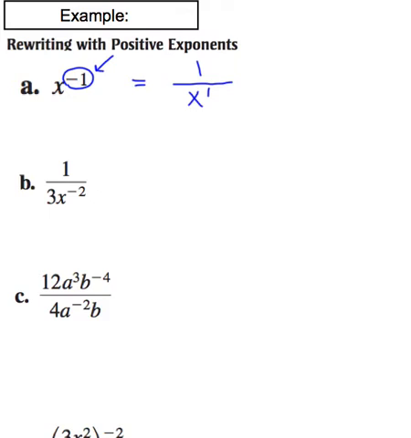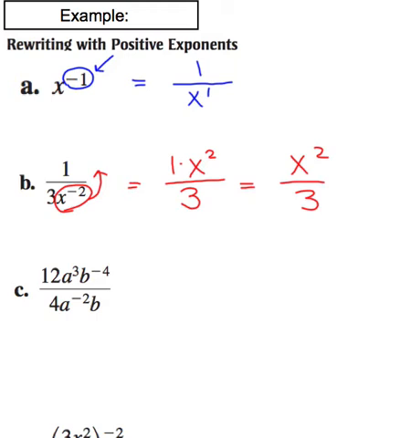Example B. This piece right here has a negative power, so it's going to flip up. But be careful, you don't take the 3 with it. So now it's 1 times x raised to the second power makes it positive, and then the 3 stays alone. So that looks like x squared over 3. You don't take the 3 with it because that's not 3 to the negative power.